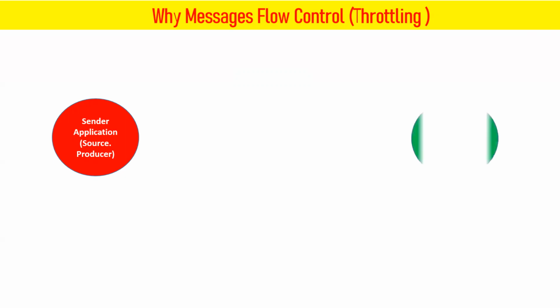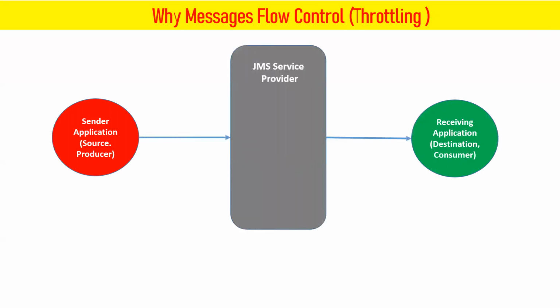So why is message flow control required, or that means why is throttling required? Suppose that we have a sender application, which we also call a source, or we can say a producer, because it is producing the messages or sending the messages to your destination application. The destination application can also be called a consumer, right? Because it is consuming or receiving the message. So we can say that is a receiving application or consumer or destination as well.